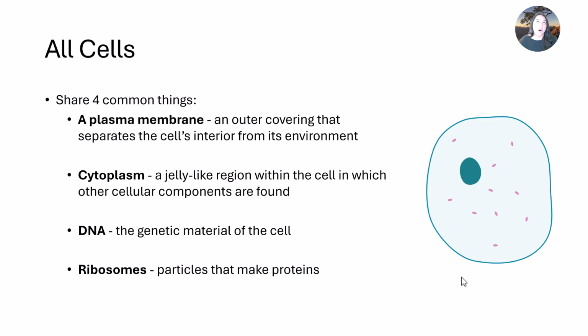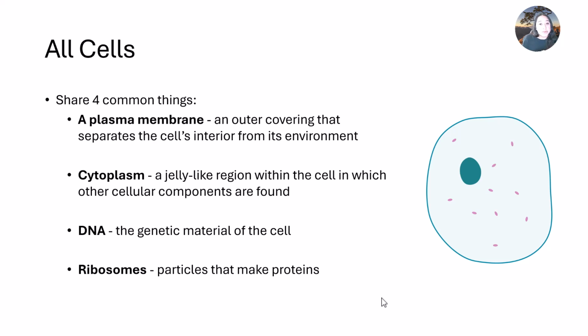Something that all cells have, no matter what the grouping is, are four common things. First, a plasma membrane, which is the cell membrane. That is an outer covering that separates the cell's interior from its environment. In the picture to the right, it's shown as a darker blue line outlining the circle. That's the cell membrane, also known as the plasma membrane.